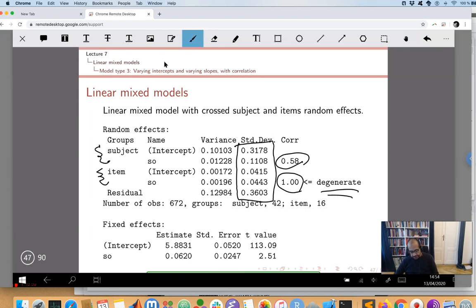Now here I've written that this correlation is degenerate. I will explain that in a moment. I hope I remember to do this, but I'll try.